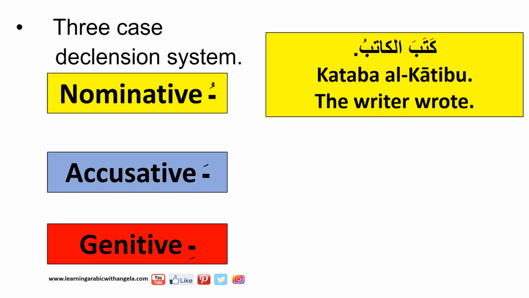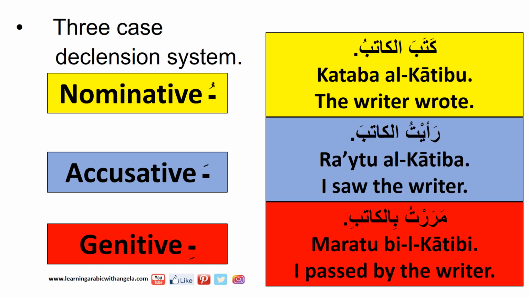Let's now use the same examples, but we're going to change katib to a definite state by adding al. So al katib. Kataba al katibu. The writer wrote. رأيت الكاتبة. I saw the writer. مررت بالكاتب. I passed by the writer.